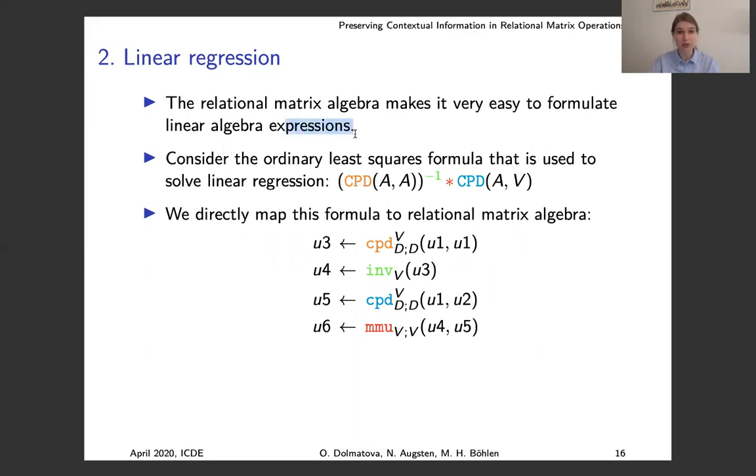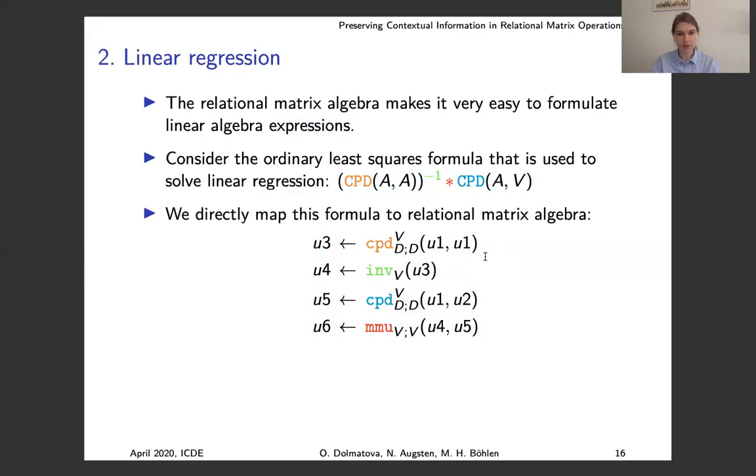To compute linear regression, we use the simple ordinary least squares formula, where A is a matrix with the length and fault, and V is a vector with the daily profit. So look at the formula and the corresponding RMA expression. There is a direct connection between them. For example, orange matrix cross product is mapped to relational orange cross product.